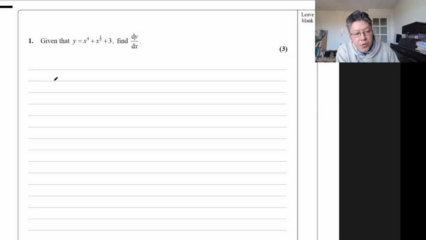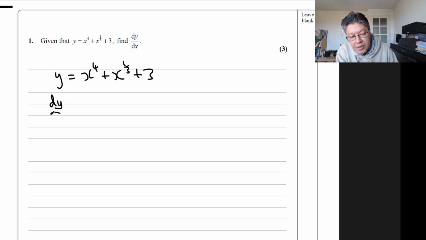Okay, so in this question, we're given a function y equals x to the 4 plus x to the 1/3 plus 3, and we need to differentiate it. So we get dy dx equals 4x cubed plus 1/3 x to the minus 2/3, and the plus 3 disappears.